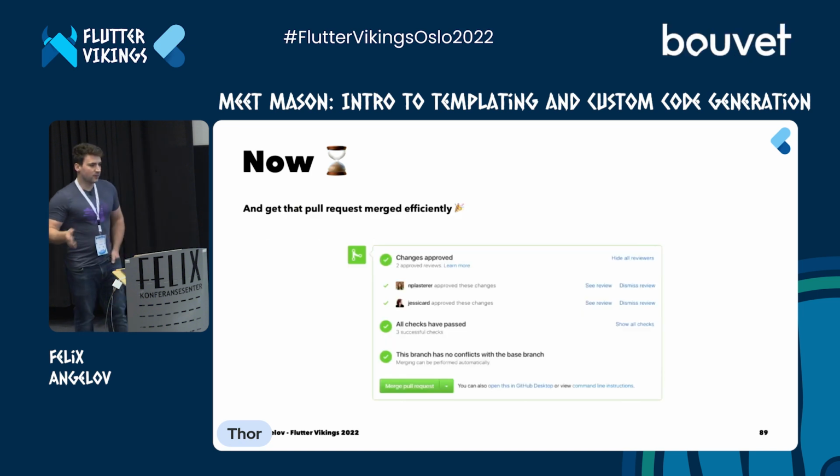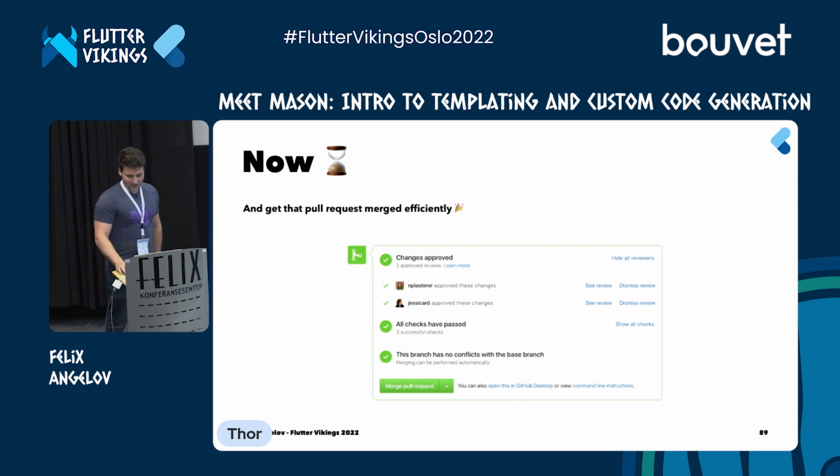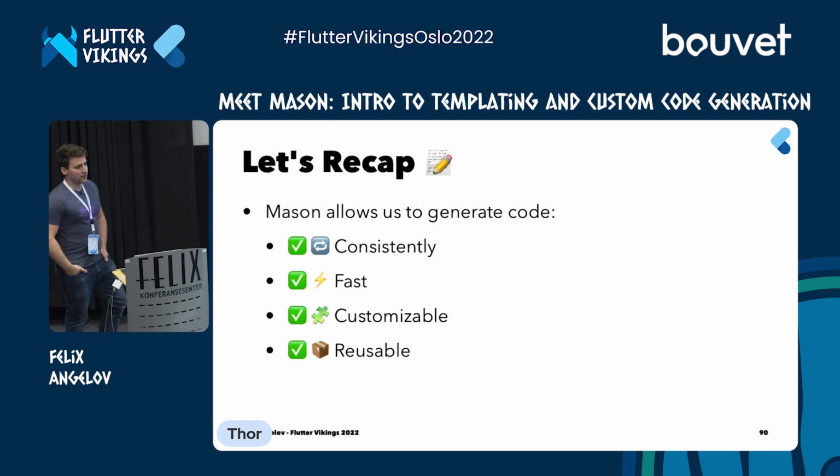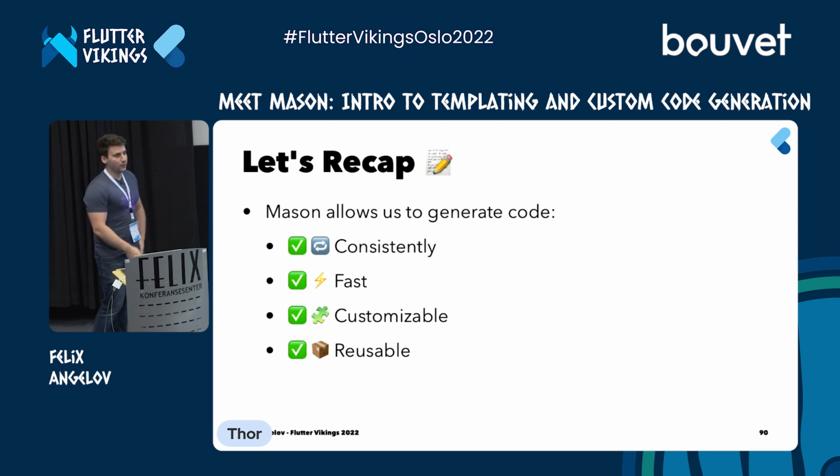And then we can go in, modify the logic, open a PR, and then everyone's happy because we're all on the same page about what best practices are. And there's no confusion about what's legacy and what's new. And so to recap, Mason will allow us to consistently generate code that's custom for our team in a quick, efficient way. And then we can reuse templates that we want with the community by publishing them either on GitHub or BrickHub or anywhere else.